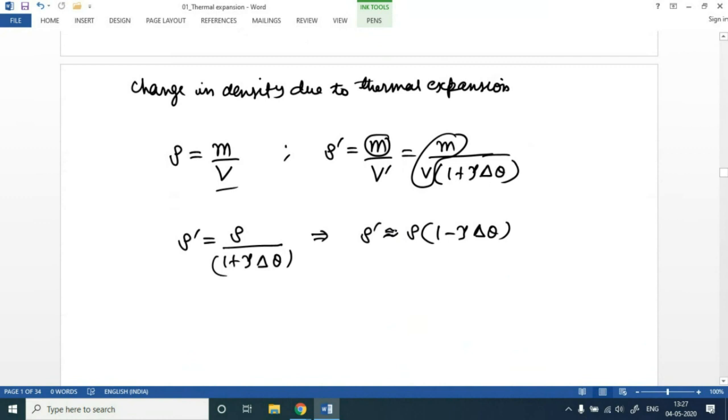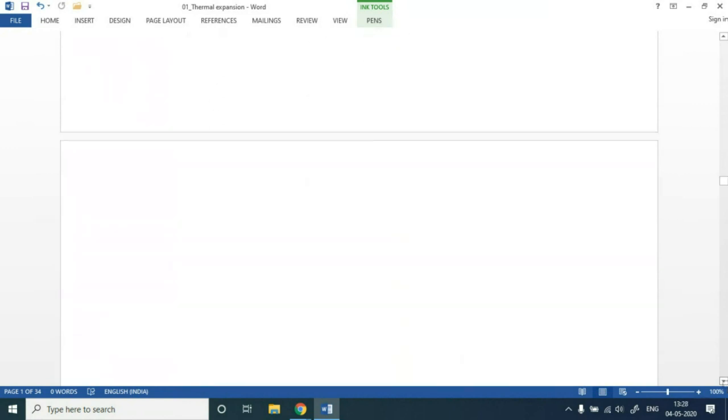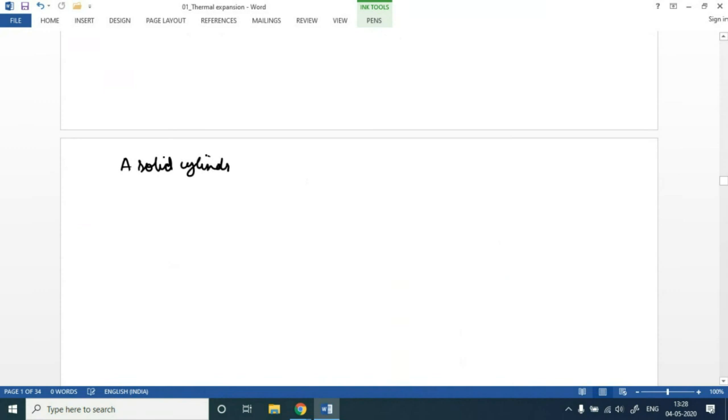So one very quick question, which is related to the change in density. Let's say we have a solid cylinder of uniform cross section, and it is floating in a liquid, and the coefficient of linear expansion given for the solid is alpha S.